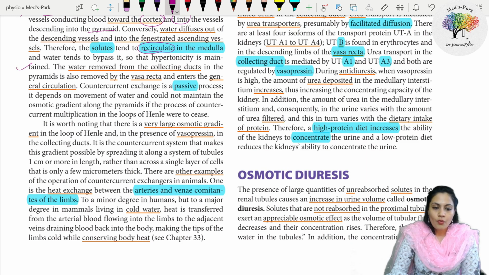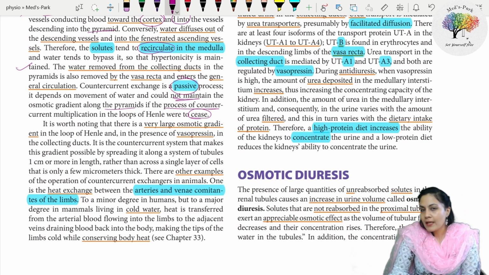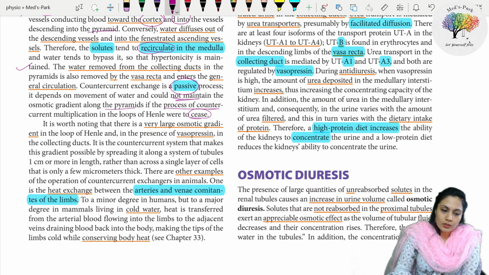The water removed from the collecting duct in the premise is also removed by the vasa recta and enters the general circulation. Countercurrent exchange is a passive process. It depends on the movement of water and could not maintain the osmotic gradient along the pyramid if the process of the countercurrent multiplication of the loop of Henle were to cease. Okay, so please remember, they can ask you whether the countercurrent exchanger is active, passive, primary active, or secondary active. It is passive.